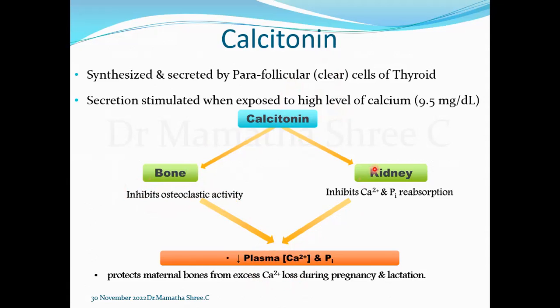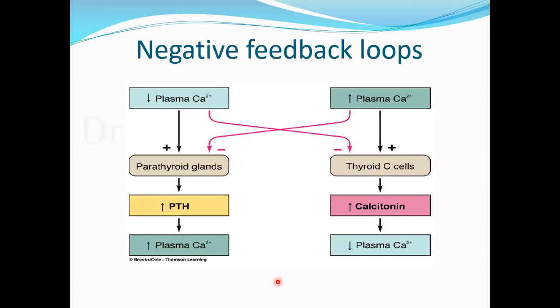So it acts on the kidney, where in the distal convoluted tubule of the kidney, it inhibits calcium and phosphate reabsorption, which means there is more secretion of calcium and phosphate, resulting in decrease in the plasma calcium and phosphate. So calcitonin plays a very important role also to protect the maternal bones from excess calcium loss during pregnancy and lactation. So how are the levels of this being maintained? It is through alteration in calcium levels.